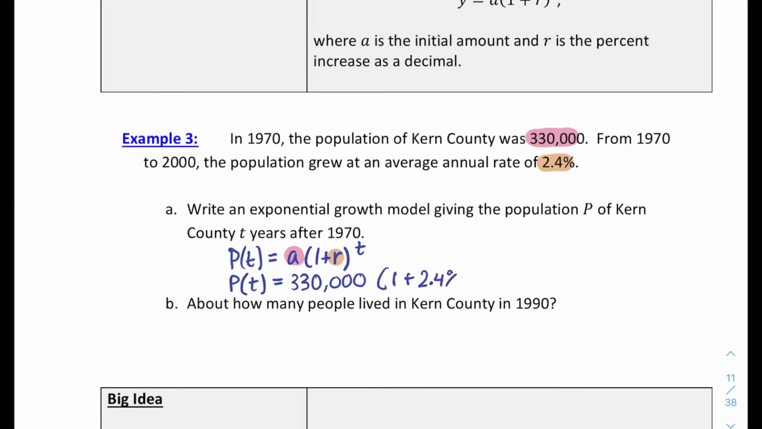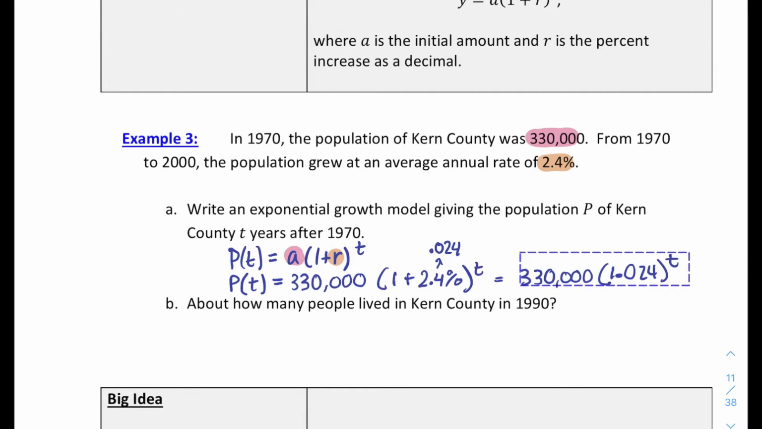So that's my value for r. And then this is just a general model for any amount of years after 1970, so t is going to be a variable. I'm going to simplify this a little bit. I can go ahead and do 1 plus 2.4%. Remember, 2.4% is 0.024. So if I add those together, it's going to be 1.024 to the t power.